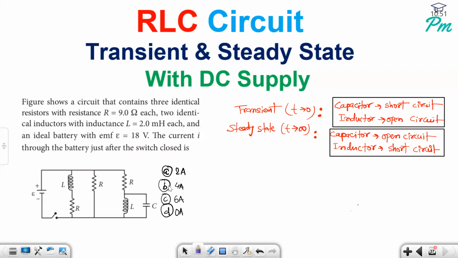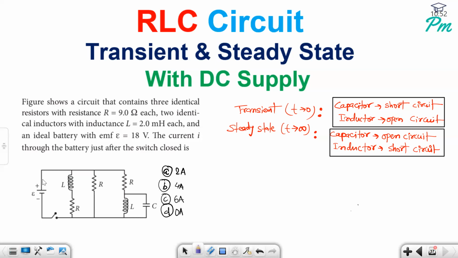So let us discuss this question. Question is asking, figure shows a circuit that contains three identical resistors with resistance R is equal to 9 ohm each, two identical inductors with inductance L equal to 2 millihenry each, and an ideal battery with EMF equal to 18 volt. The current I through the battery just after the switch is closed is. So in this question, it is asking the current when just switch is closed. So this is the transient condition. So we apply this concept for a capacitor and inductor. So capacitor behaves like short circuit, inductor behave like open circuit.